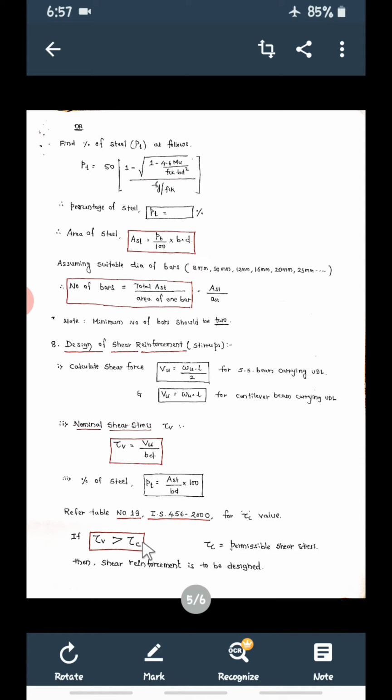In Table number 19, the first column is the percentage of steel, that is PT. So you have to calculate what the percentage of steel is.